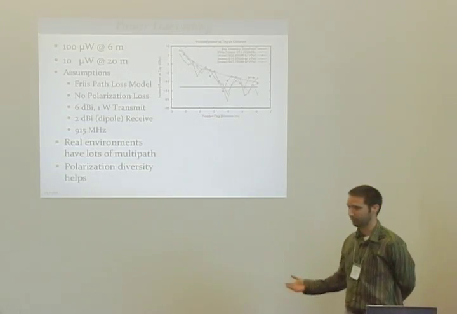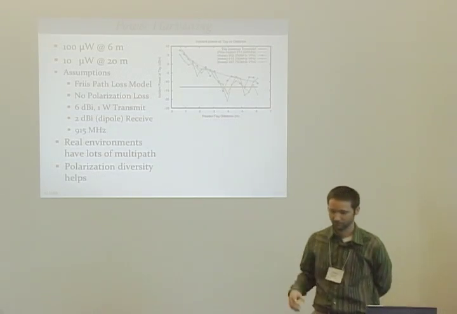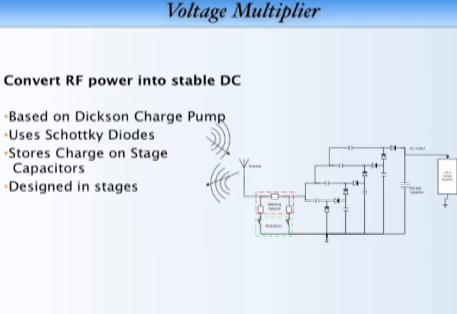So the question is, of course, how do we take this available power and convert that to DC? That's where the voltage multiplying circuit comes into play that we've discussed, but it's just a diode and capacitance chain.